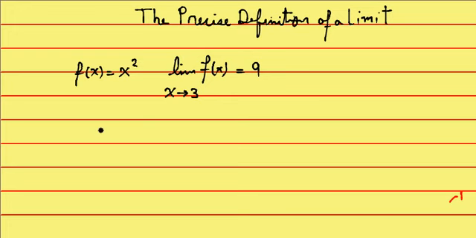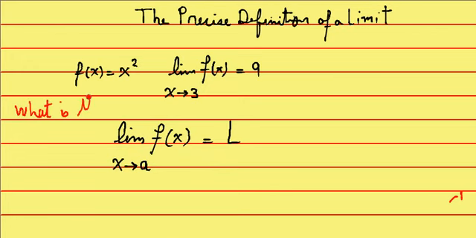Okay, here we want to make sense of the following. What do we mean when we say the limit of some function f of x as x approaches some given number a is equal to some final number L? What is the meaning of this? So we might as well make a title for this: What is the meaning of this expression?